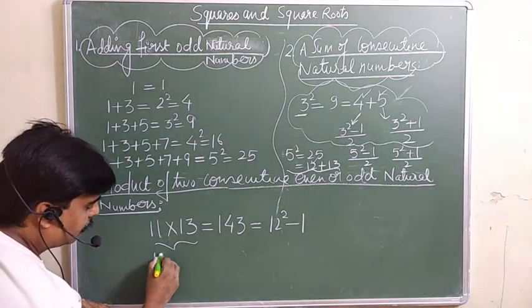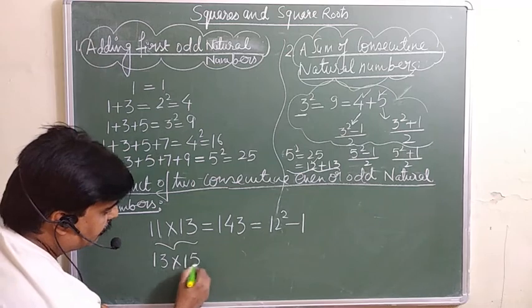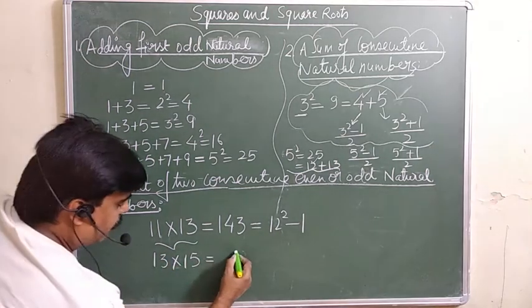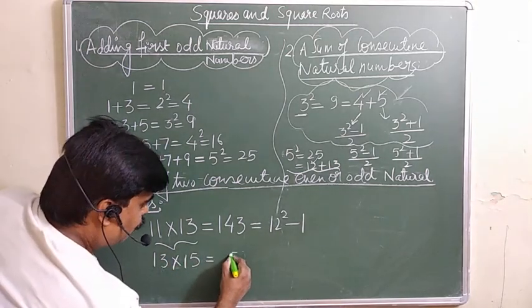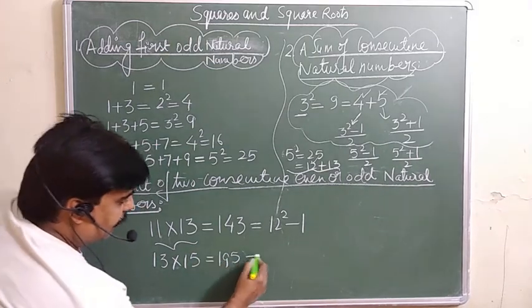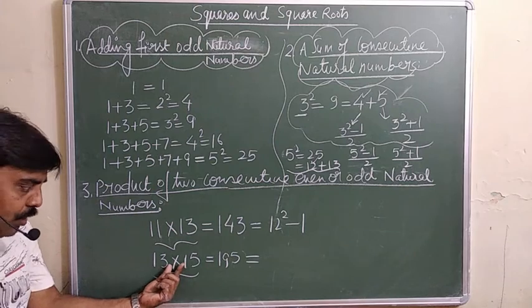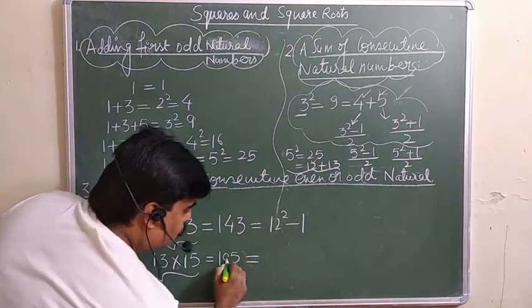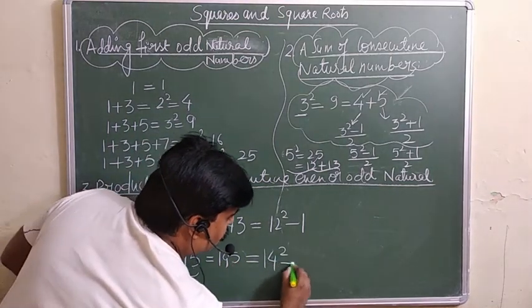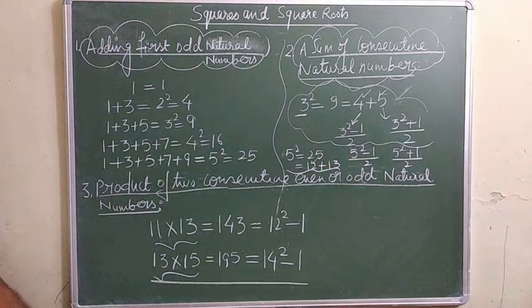Similarly, 13 times 15. You will multiply this one only. What will you get? 195. And which number comes between them? 13, then 14, then 15, so 14. So this 195 will be equal to 14 square minus 1. So this is the pattern. Have a look.